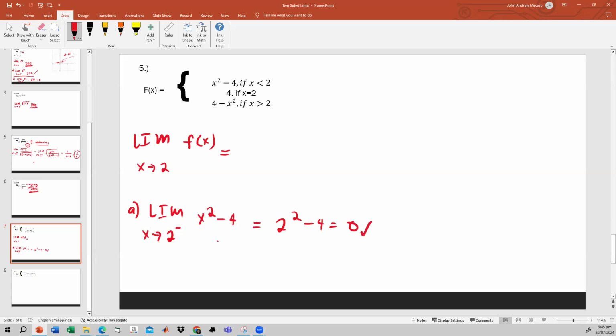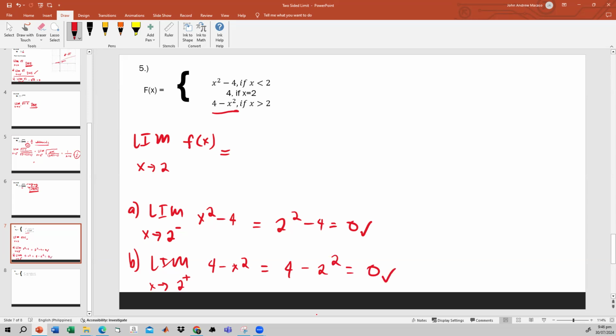And it means that the limit from the left of 2 exists, which is 0. Then of course we need to check as well if the limit from the right of 2 exists. So we'll use x approaches 2 from the right, with the corresponding function, that's 4 minus x squared. Class, we just need to substitute it directly. By substituting, that's 4 minus 2 squared, so this will lead to 0.